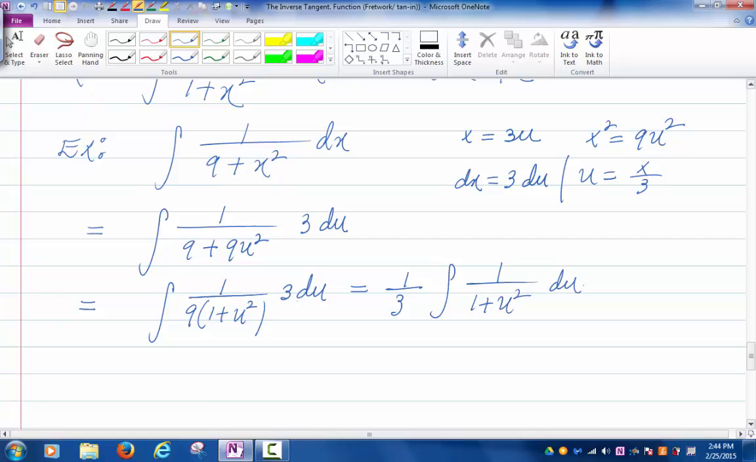You guys are okay with that? 3 and 9, they reduce to 1/3. Take it outside of the integral, I get this. Now I could say what?